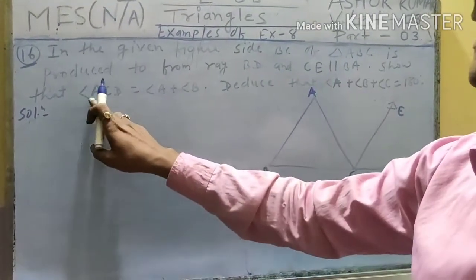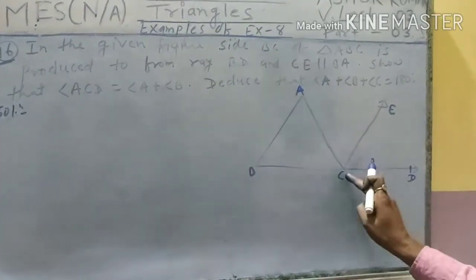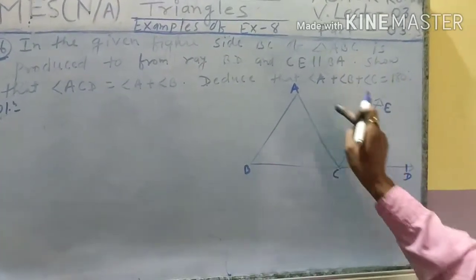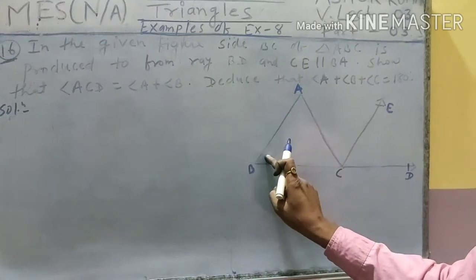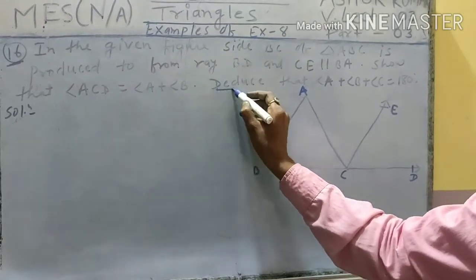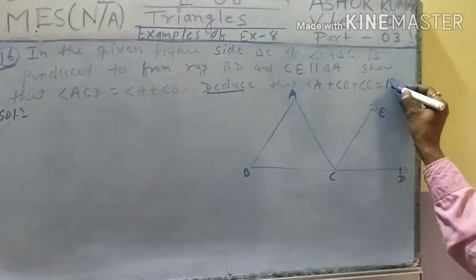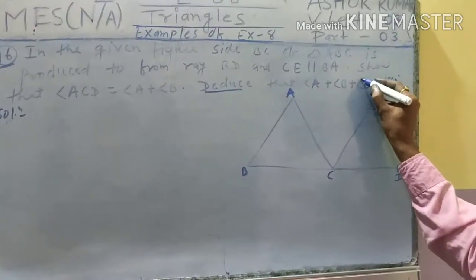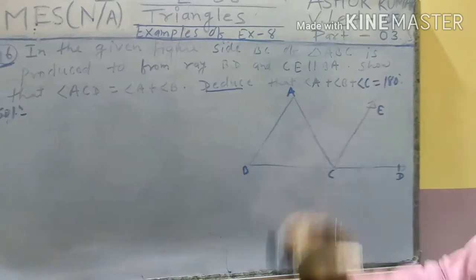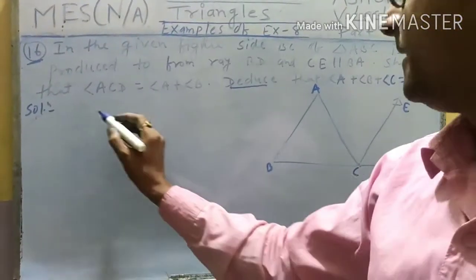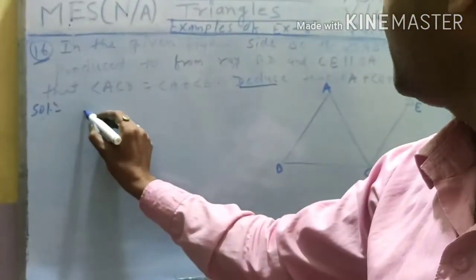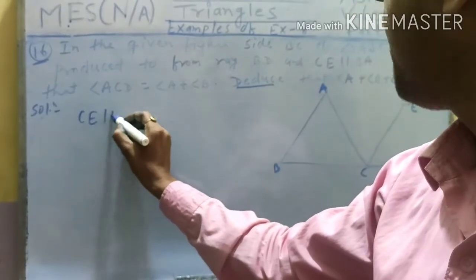So that angle ACD, this whole angle, is equal to angle A plus angle B, and deduce that angle A plus angle B plus angle C is equal to 180 degrees. Okay students, here CE is parallel to BA.